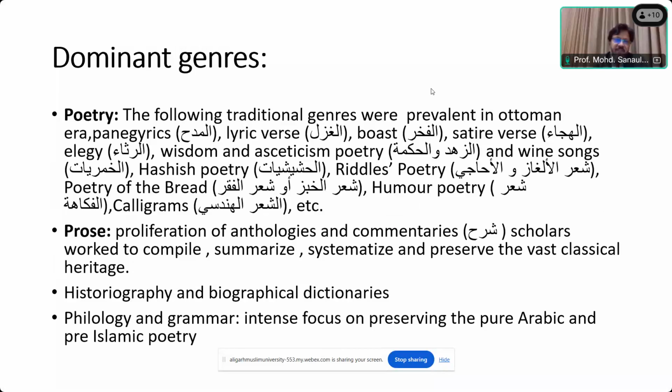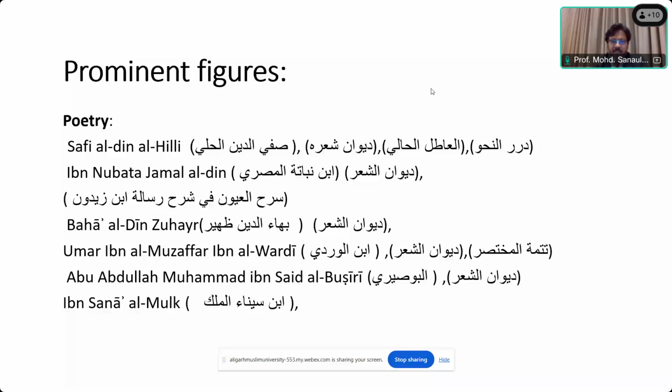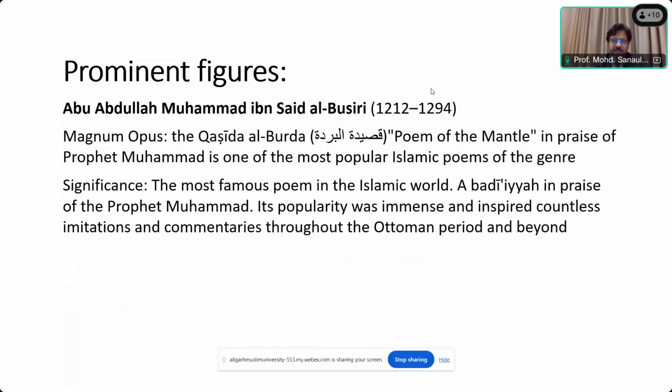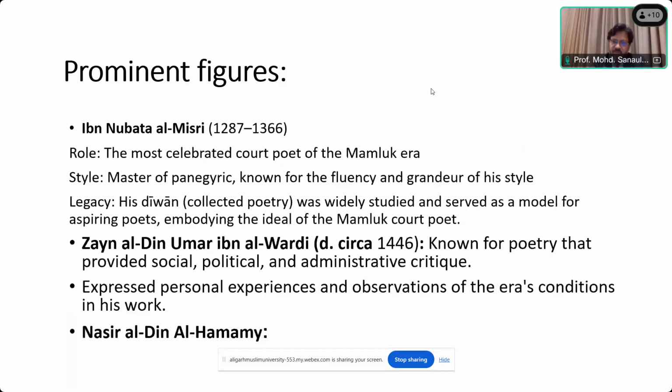The prominent figures in the domain of poetry are Safiuddin al-Hilli, Ibn Nabata al-Misri, and Bahauddin Zuhair, alongside some details related to their lives. Al-Busiri was a very prominent figure, from 1212 to 1294. He is better known for his celebrated poem Qasidat al-Burda, the poem of the mantle, in praise of Prophet Muhammad, peace be upon him, one of the most popular Islamic poems of the genre throughout history. Then Ibn Nabata al-Misri, who died in 1366. Then Ibn al-Wardi, known for poetry that provided social, political, and administrative critique, among many others.